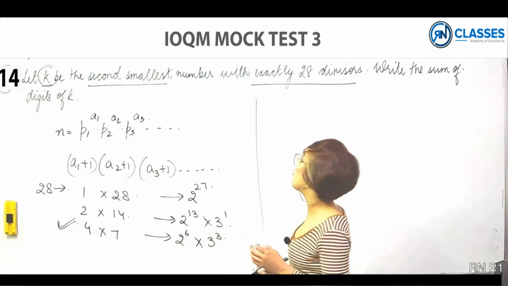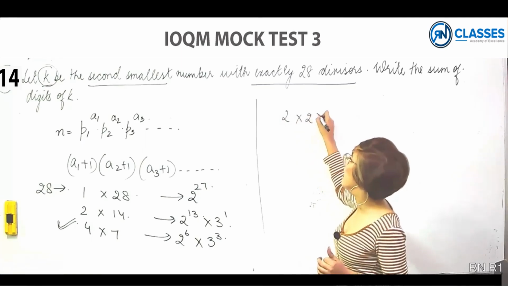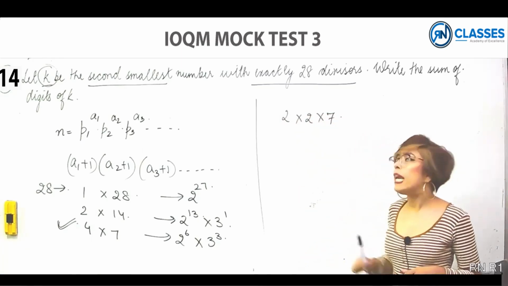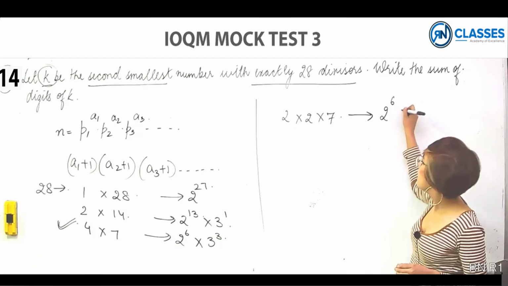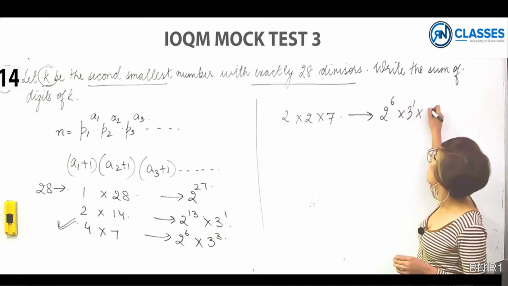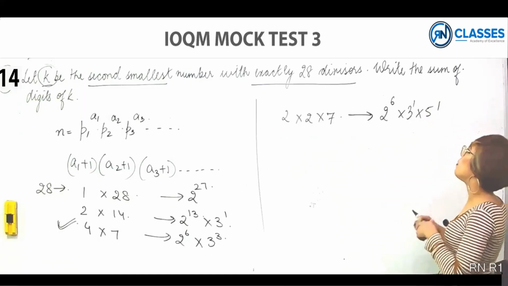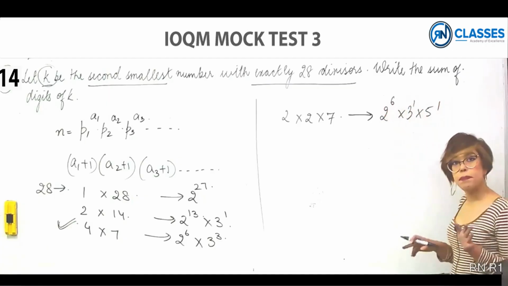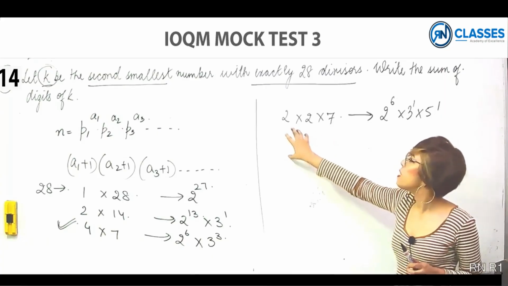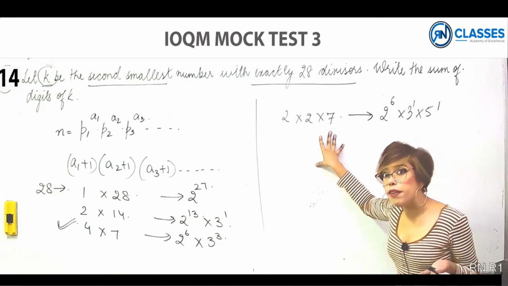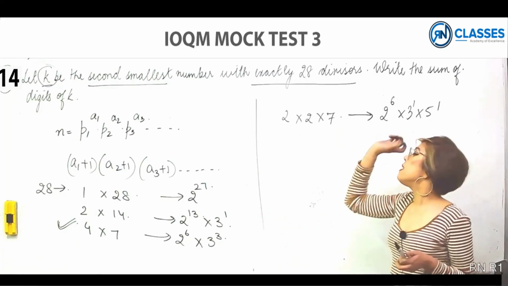Now, 28 can be written as a product of three numbers as well. So maybe I can have 2, then 2, and then 7. Corresponding to this, I'll get 2 raised to the power 6 into 3 raised to the power 1 into 5 raised to the power 1. Because I need to involve another prime factor, I went with 5. Check the number of divisors: 7 into 2 into 2, which is 28. Now, is there any other way of writing 28 as a product of three quantities? Actually, you cannot, because 2, 2, 7 are already prime factors, you cannot factorize further. So this is the case.